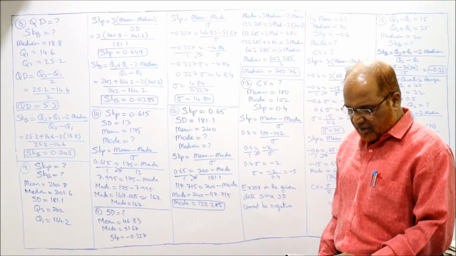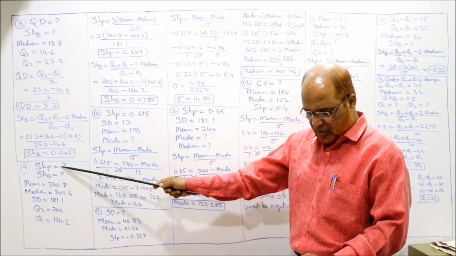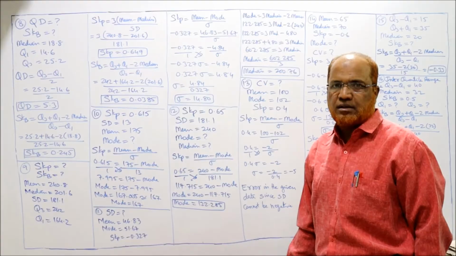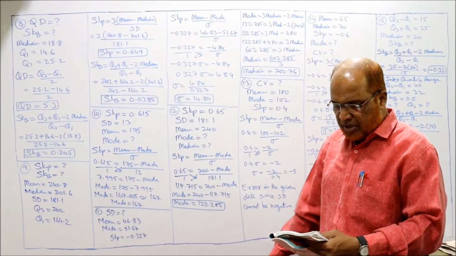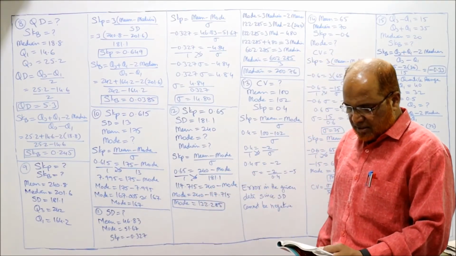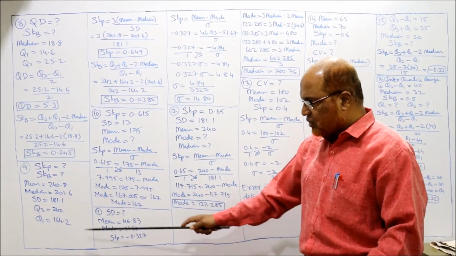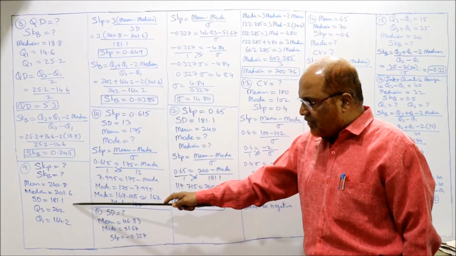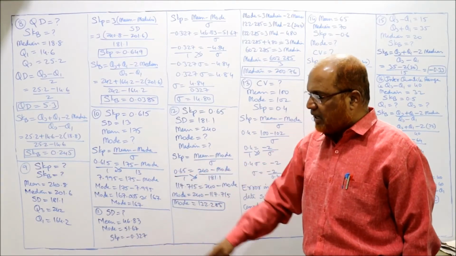From the following information given, calculate Karl Pearson's coefficient of skewness, SKP we have to find out. And also quartile coefficient of skewness, that is SKB. So we have to calculate SKP as well as SKB. What information is given? Mean is 240.8. Median is 201.6. Then standard deviation is 181.1. Q3 upper quartile 242 and lower quartile 164.2. This is the information given: mean, median, standard deviation, Q3, Q1, and we have to calculate SKP and SKB.